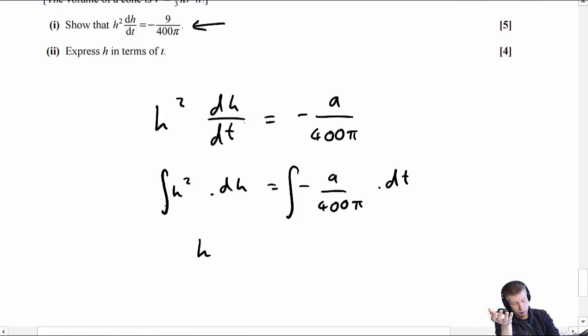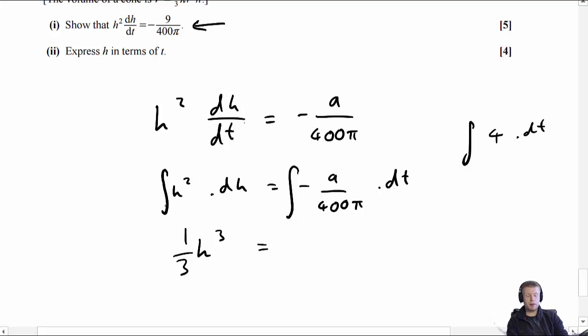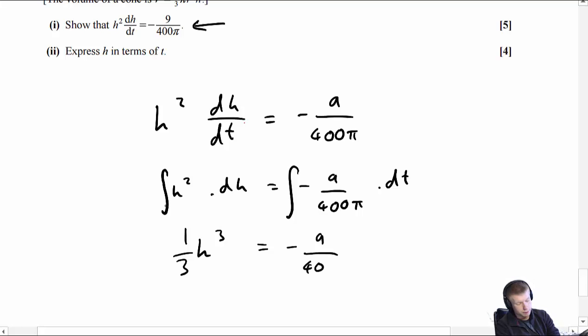Well, we raise the power by 1, and we divide by that new power, okay? And then what's the integral of the right-hand side? Remember the minus 9 over 400 pi is just a number. Don't worry too much about it. It's a bit like saying, what is the integral of, say, 4 with respect to t? Well, that's obviously just going to be 4t. So it's exactly the same thing. It's just this number is a little bit more awkward.